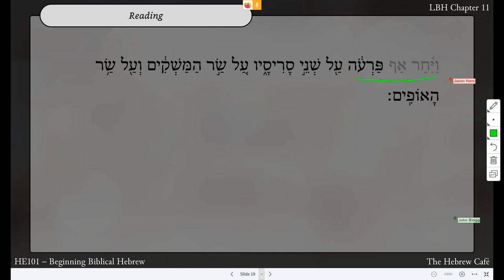Against two of his servants. Yeah, specifically his officers. If saris means eunuch, it could also be an official. Sarisav. Can you maybe explain the ending there? What's going on?